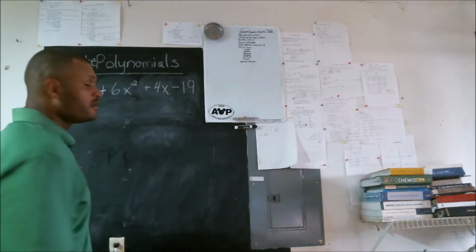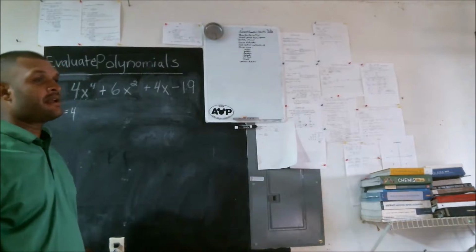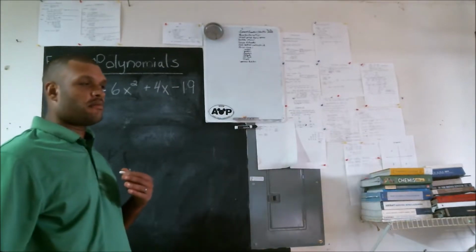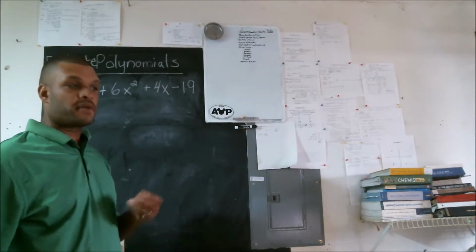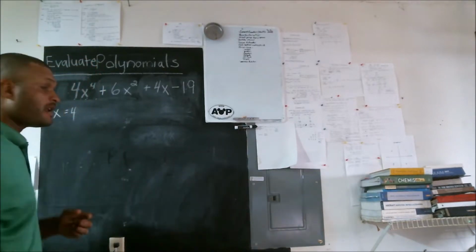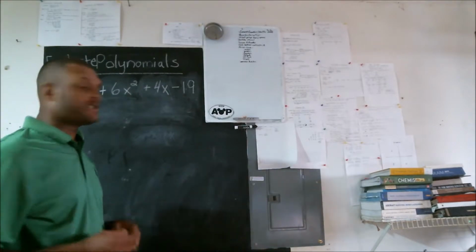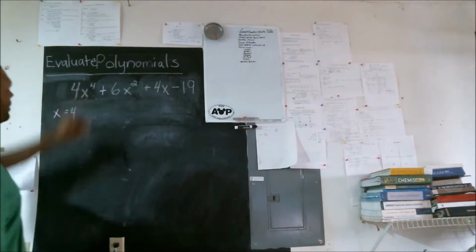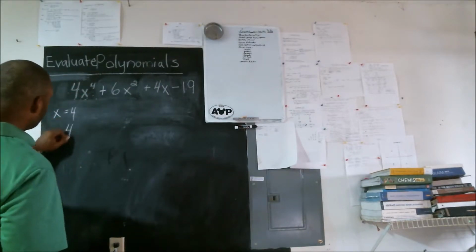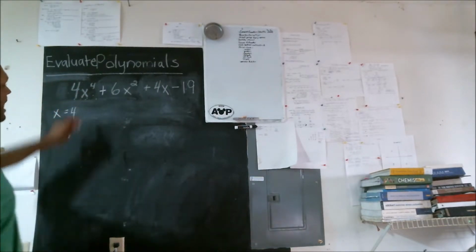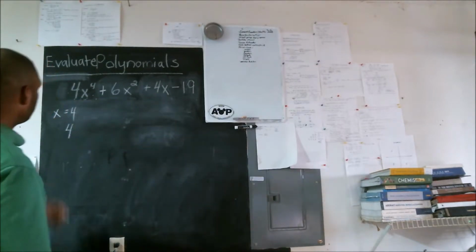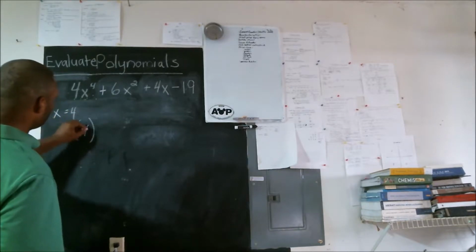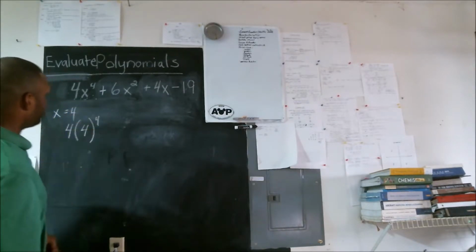Important things to recognize here are how to use your properties, your associative properties in multiplication, and make sure that everything is multiplied by what it needs to be multiplied by. So what we're going to do is rewrite this, and everywhere there's an x, we're going to put a 4. So we have 4 times 4 to the 4th power, and that's how we'll start it here.